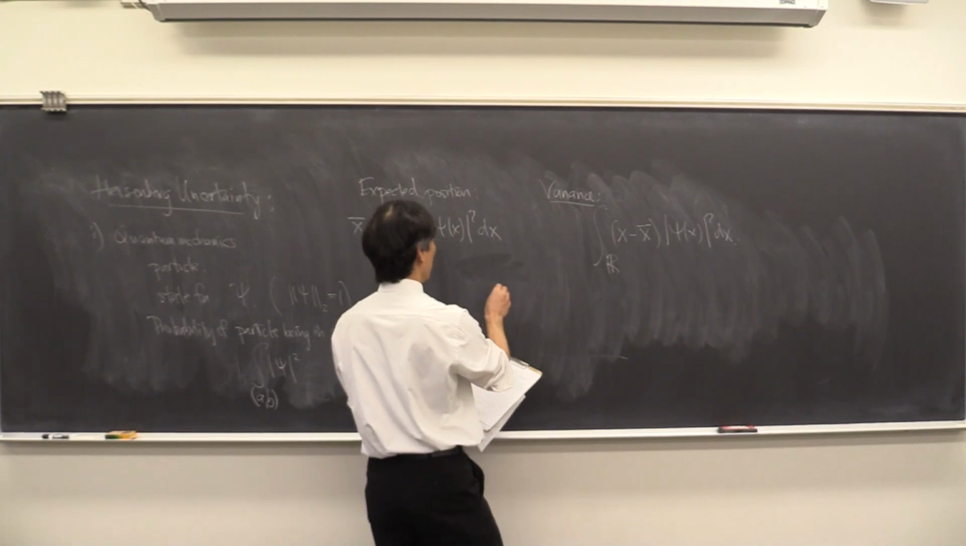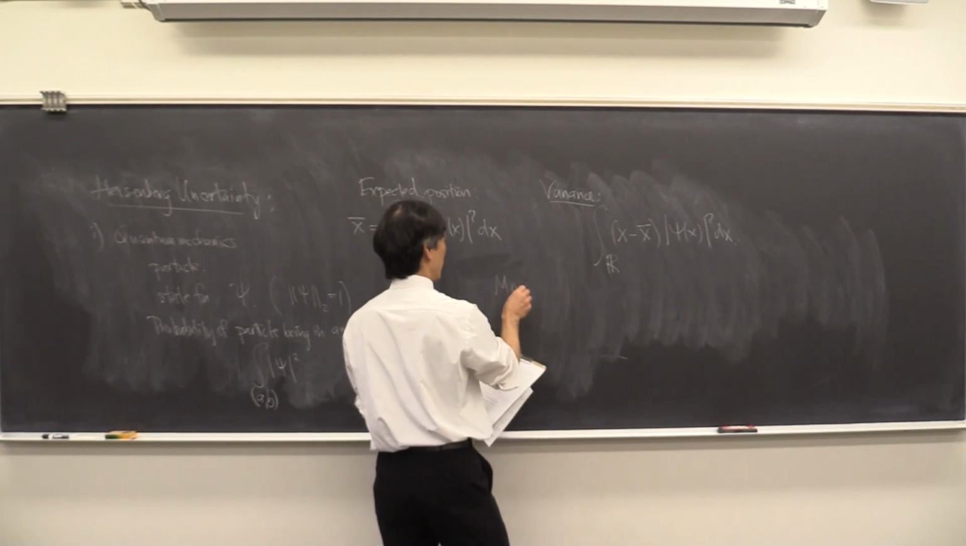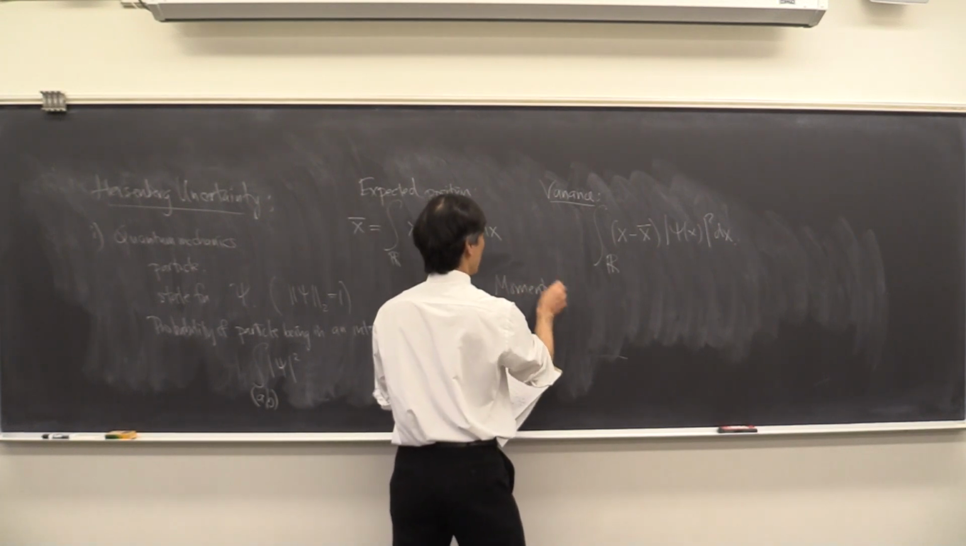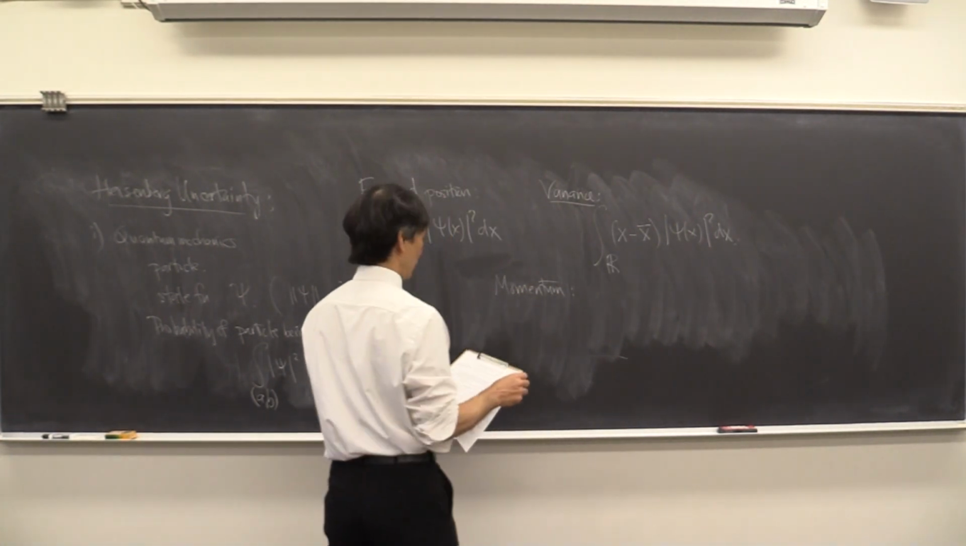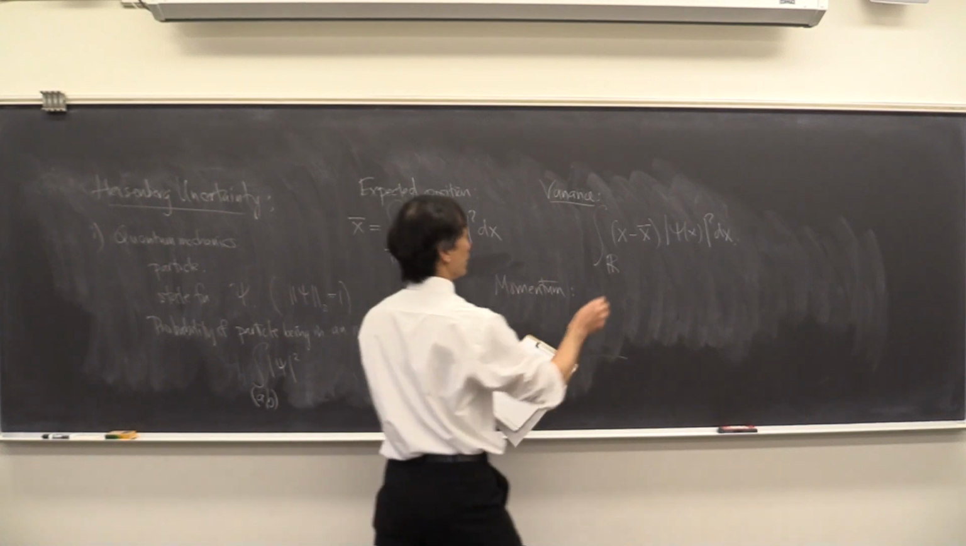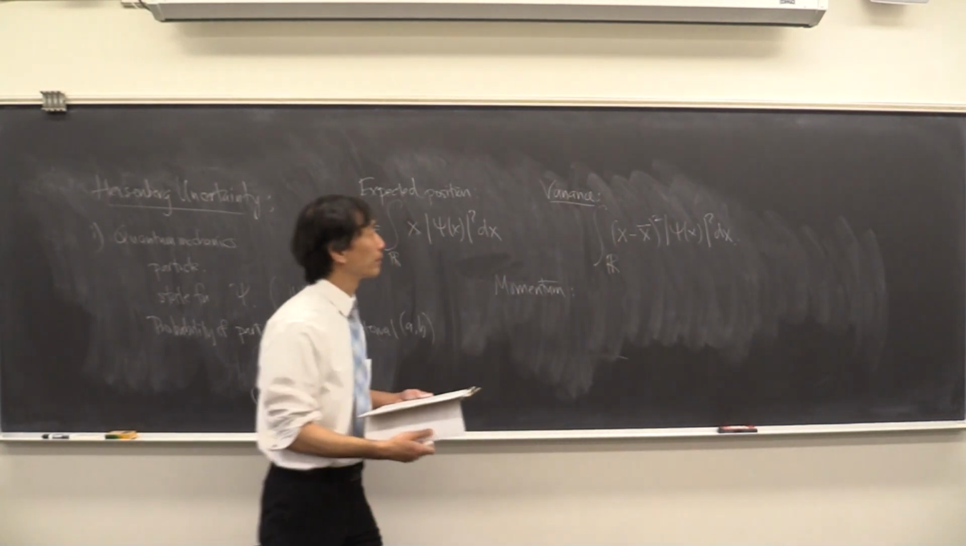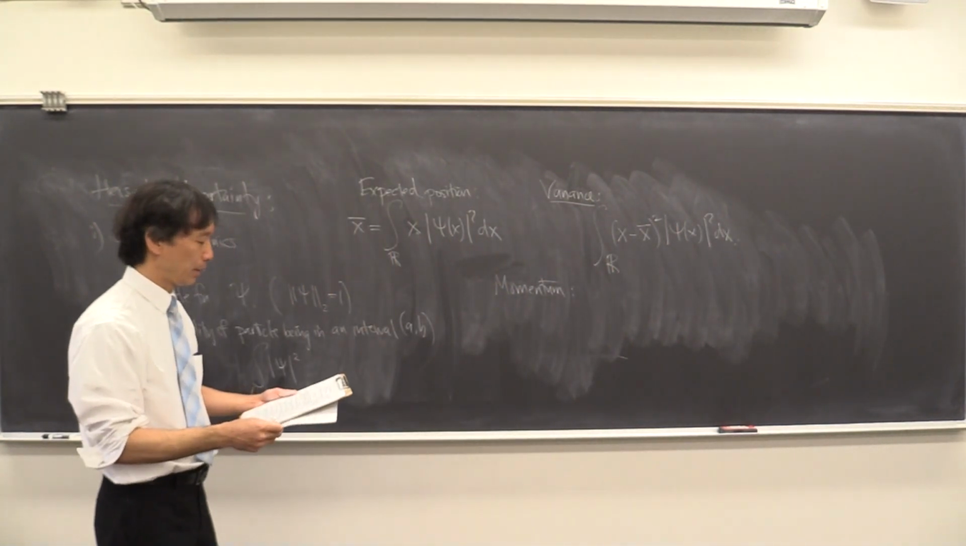Okay. On the momentum side, you have something analogous. Is there no square for the x minus x bar? Oh, I'm sorry, there should be a square. Okay.